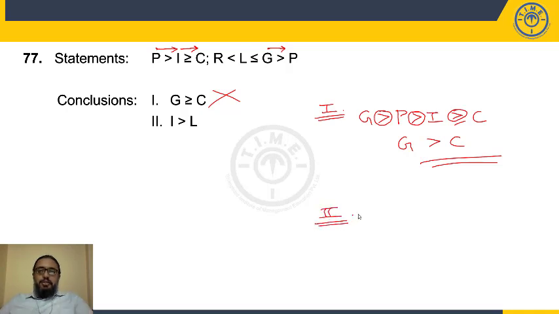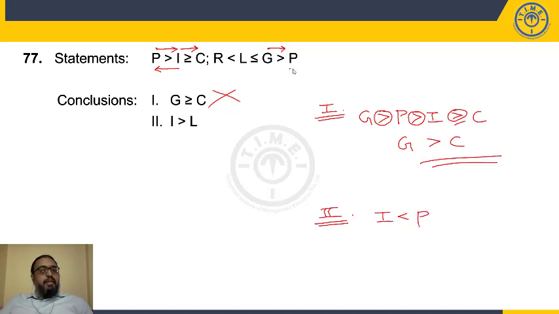Now the second conclusion is between I and L. So I will start with I. Now from I I can move forward to C. But do I have C anywhere in the second part? No. So I need not move forward. I will move backward. Now if I move backward, the inequality reverses. So greater than will become less than. So I is less than P.